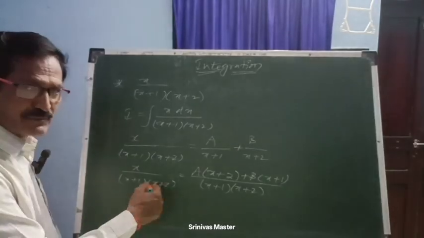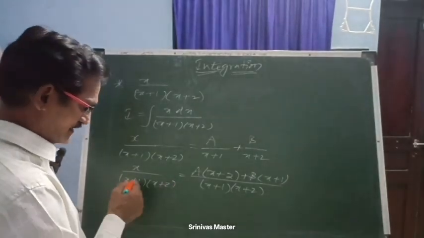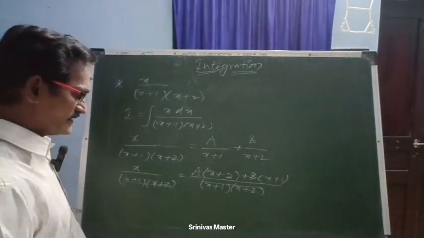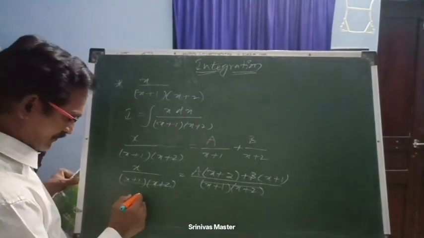Now, if you observe both the sides, LHS and RHS, see children, the denominators are the same, no? Easily you can cancel it. So what is left here?